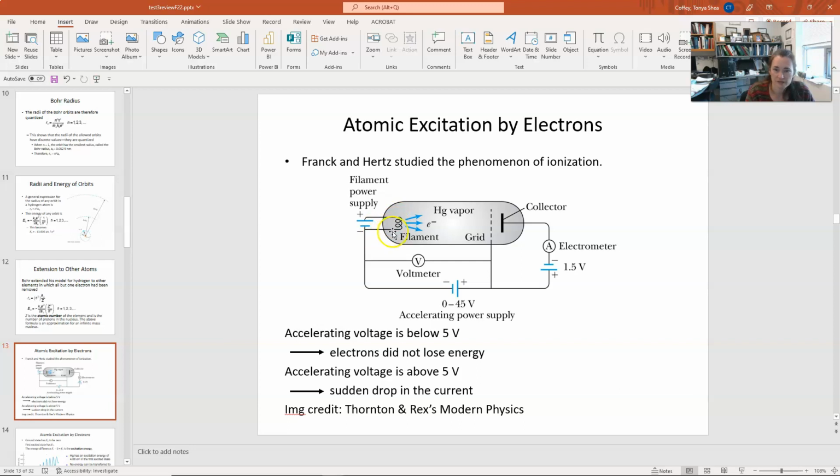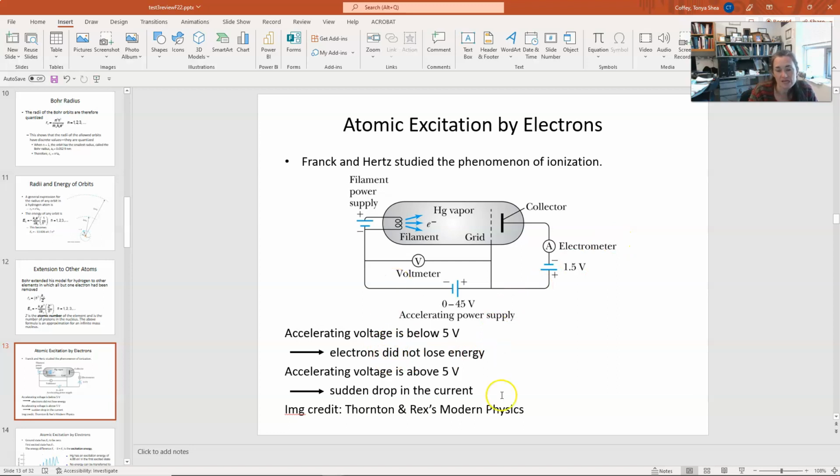You have a filament here on the left-hand side, and currents pass through the filament, and through thermionic emission, electrons are kicked off. Through the tube, there is an accelerating voltage applied to the electrons that makes them accelerate towards what's called the collector, okay? And then there's a small repulsive voltage applied to the grid, which will reject electrons that have very little kinetic energy. It will repel them away.